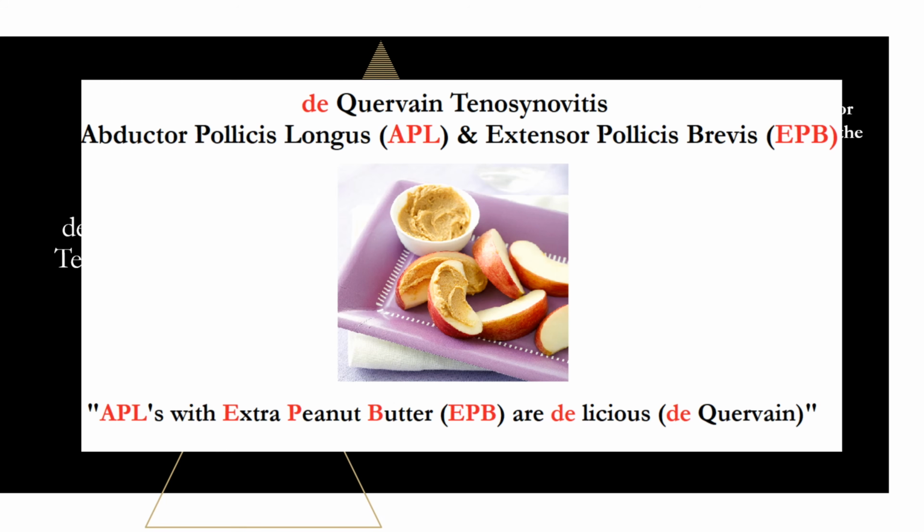from apples with extra peanut butter are delicious, and it should be enough to help you pick them out on a multiple choice question by remembering the letters involved in the full name. Listen, if you can memorize abductor pollicis longus and extensor pollicis brevis in addition to the 20,000 other things you need to know for PA school, more power to you, go ahead. I just remembered apples with extra peanut butter are delicious, and that was enough for me to pick it right on the clinical medicine exam. So apples, extra peanut butter, delicious, APL, EPB, that's what you need to know.